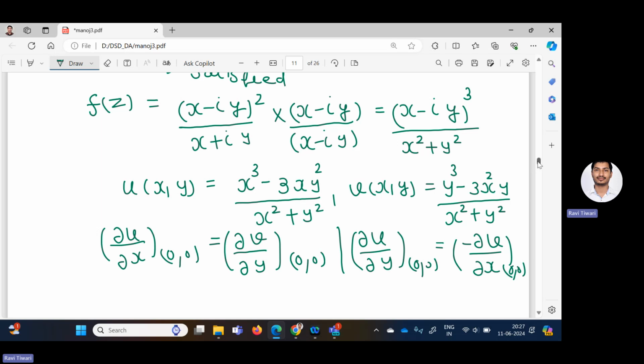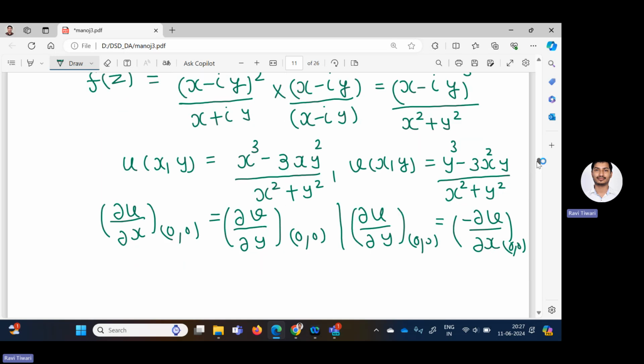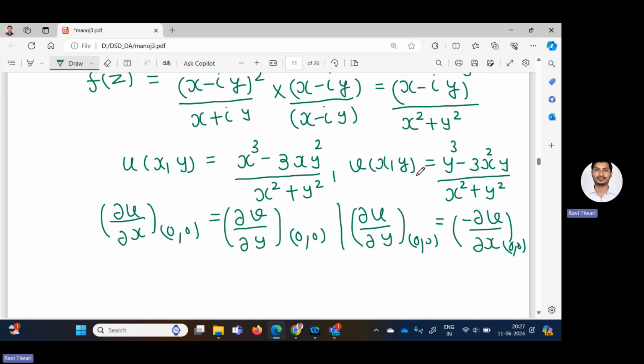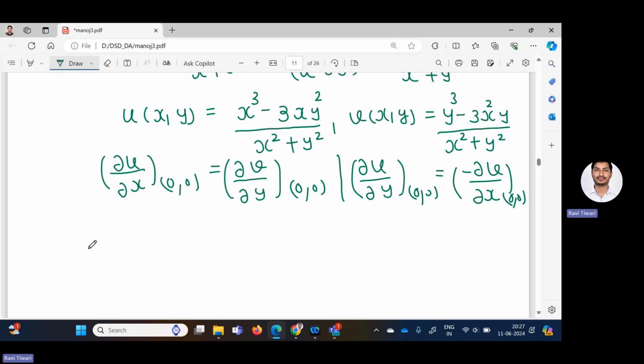Again, you can ask whether in this question we have to calculate the partial derivative by differentiating or by using the formula. If you observe here, u(0,0) is not defined. Even if you differentiate this function with respect to x, again you will get 0 by 0 in the derivative also. Similarly, for v(x,y) also you will get v(0,0) is 0 by 0, and the derivative also 0 by 0. So better we calculate by using the formula of derivative.